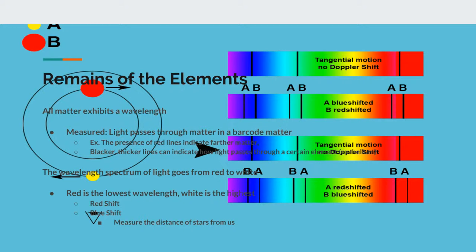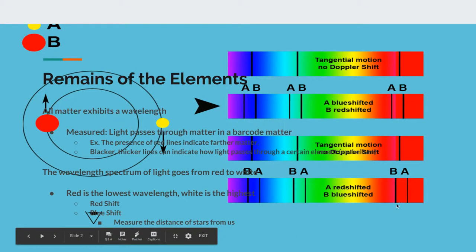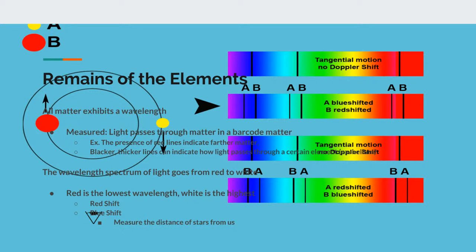For example, the presence of red lines indicate farther matter, so stars that are farther out will have a red color to them when we try to measure their distance, and blacker, thicker lines can indicate how light passes through certain elements. And of course, the wavelength spectrum, as we can see here, goes from red to white being the brightest, but here it goes to purple, because white light is the combination of all the colors.